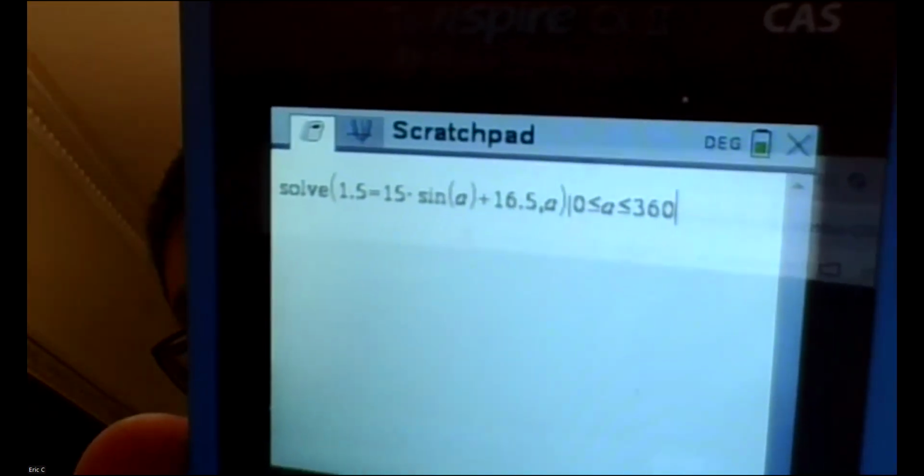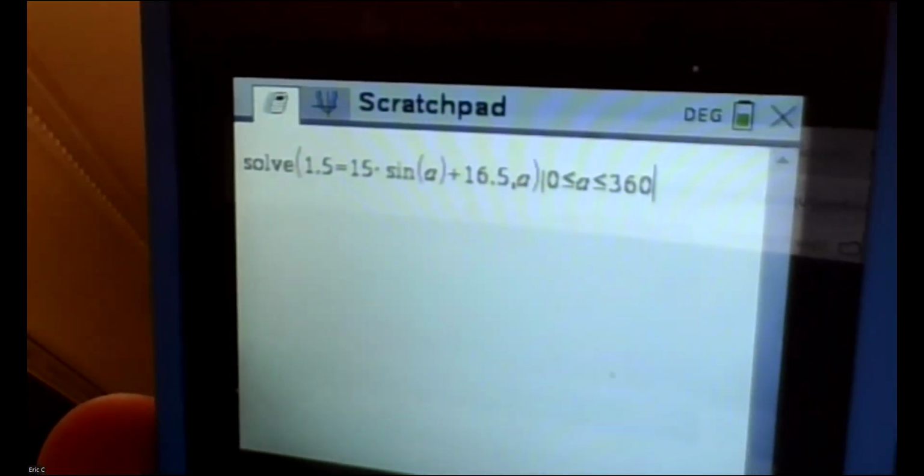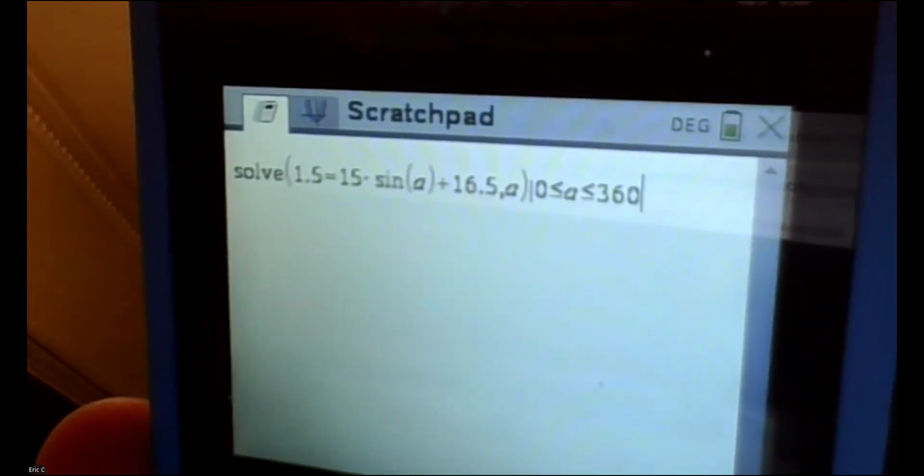So type that into your calculator: solve 1.5 equals 15 times sine A plus 16.5 comma A. And then the restriction is A between 0 and 360. Make sure it's in degrees form. Then press enter, and you get A equals 270. So that means the shift is plus 270 degrees. Before we go back to our graph, I'll quickly show you what this looks like in the new equation for Hamish.